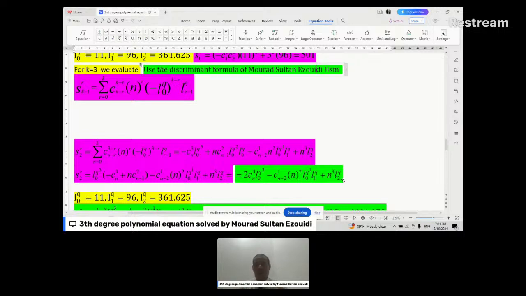But if you are going to extend your third degree polynomial equation to the fourth degree, fifth degree, sixth degree or nth degree polynomial equation, you should continue. Some other polynomial equations can be solved, but if you extend and work with this, you will get your exact roots without any approximation method.